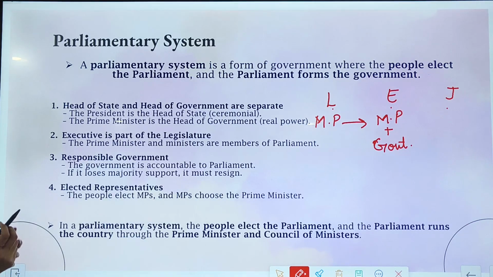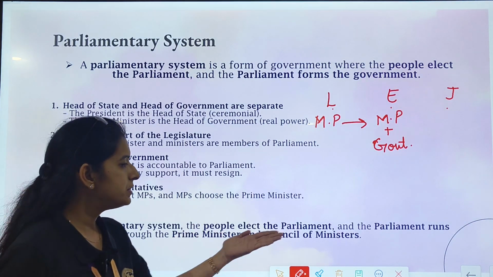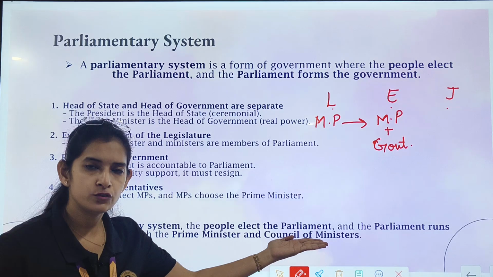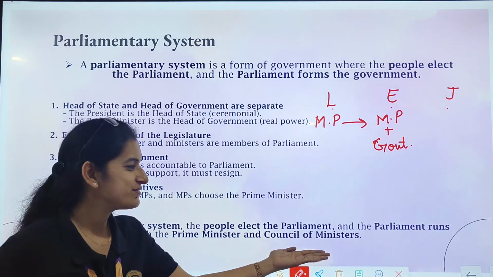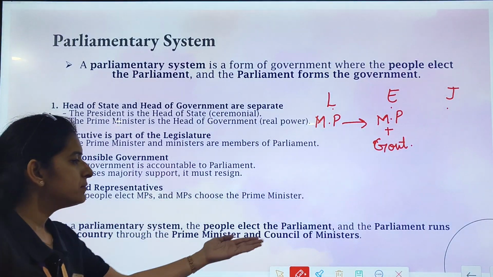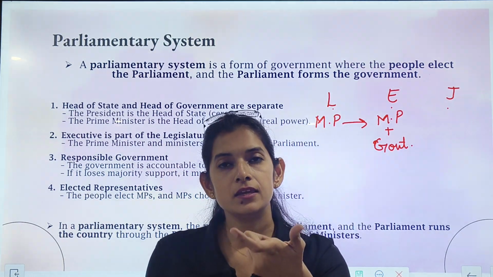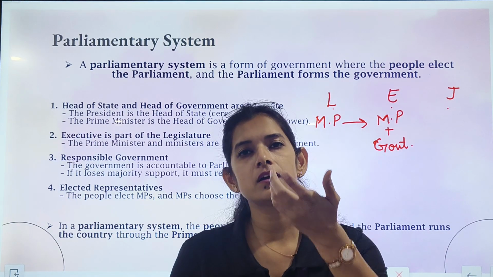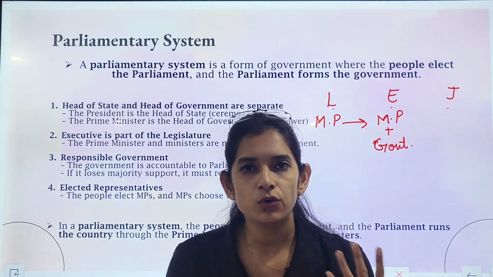Lastly, let's read out the conclusion. In parliamentary system, people elect the parliament. Understood? People will be electing the ministers of the parliament, and the parliament runs the country through prime minister and council of ministers. The people would be making a government in parliament, and that parliament would be running and managing the whole country.